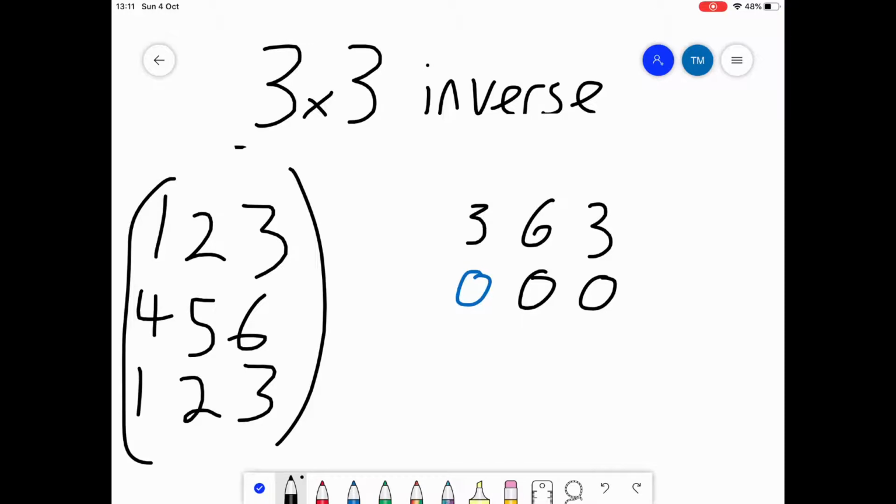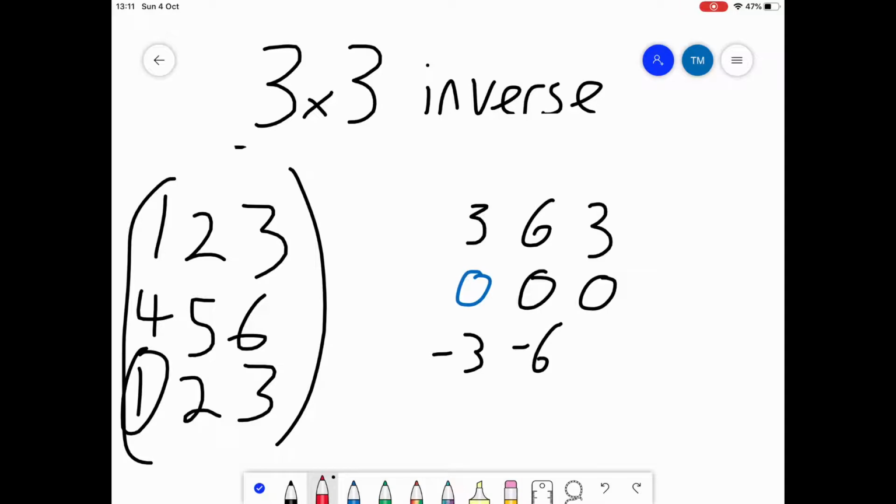We cover up the 1 and its corresponding row and column, which leaves us with 2, 3, 5, 6. 12 minus 15 is minus 3. Now we're on bottom middle. We cover up the 2, 5, 2 and the 1, 2, 3, and that leaves us with 1, 3, 4, 6. 6 minus 12 is minus 6.